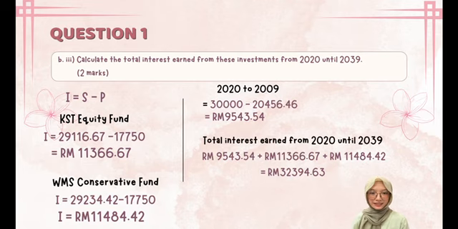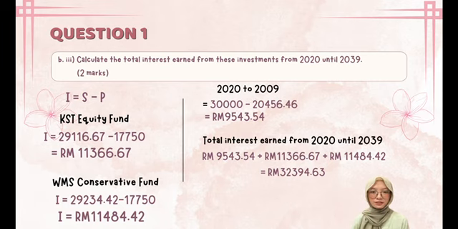Now, I will explain the answer for question 1B Roman 3. Calculate the total interest earned from these investments from 2020 until 2039. The formula that I will use is I equal to S minus P. Firstly, we should look at the unit trust investment from 2020 until 2039.